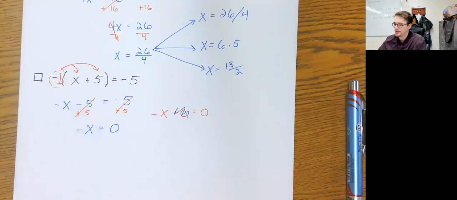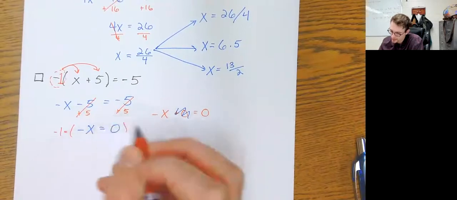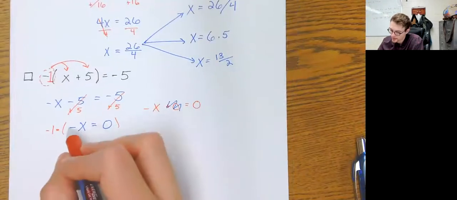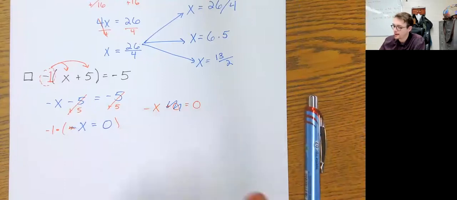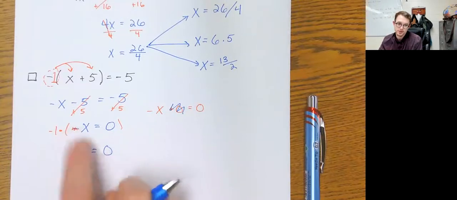Well, the last step is multiply everything by a -1 because I don't want that negative there, so that's going to go away. And I get x equals 0 because 0 times anything is 0. So 0 times -1 is 0.